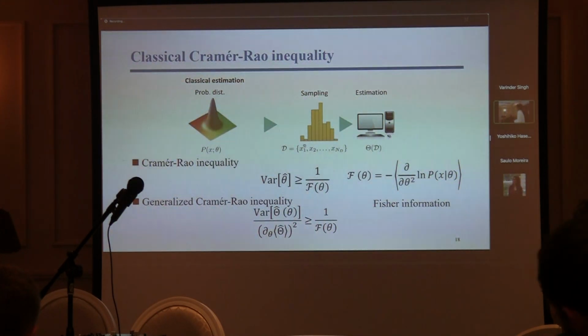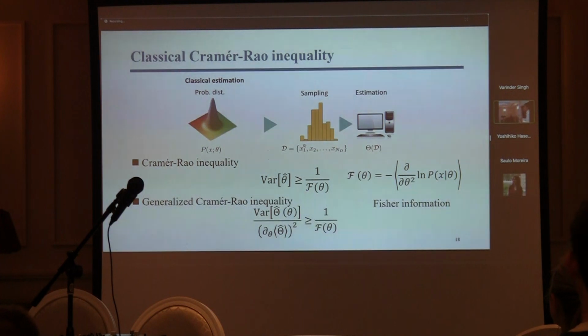So I would like to first review the classical Cramér-Rao inequality, which will be used for deriving TUR. So we are interested in the classical parameter estimation. Suppose we have some probability distribution which has unknown parameters theta. In order to estimate this theta, we have to sample the distribution. Suppose we have some data given by this D. Then using this data, we estimate the parameter using some function.